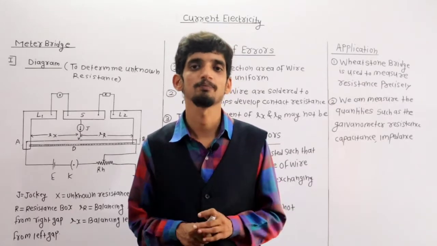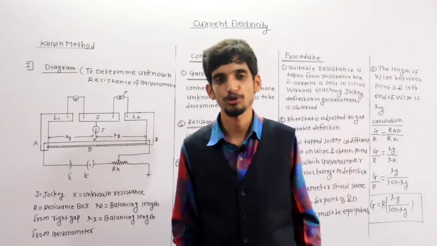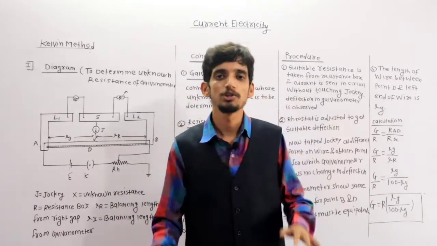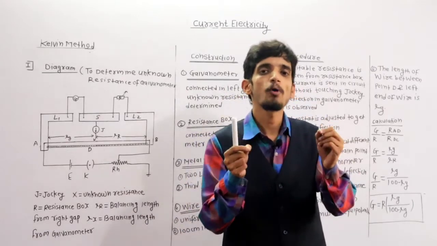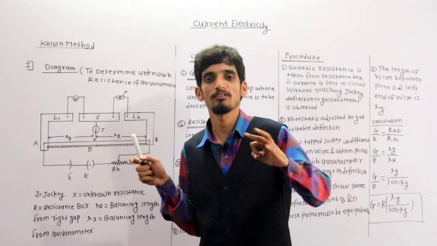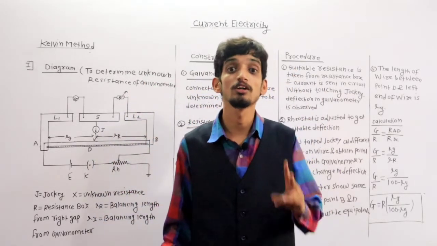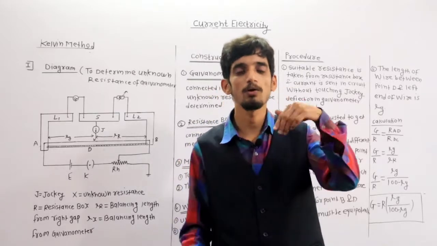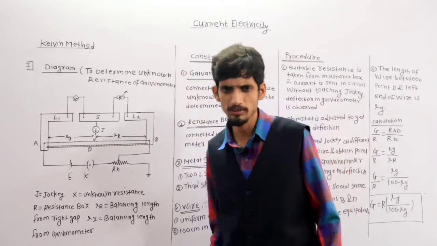Okay? Now we are going to discuss another important application of Wheatstone bridge, that is the Kelvin method. One important point that you have to remember: the Kelvin method is a method of equal deflection, whereas the meter bridge is a method of null deflection. We have already discussed the null deflection method, which is the meter bridge. Now this is the Kelvin method.